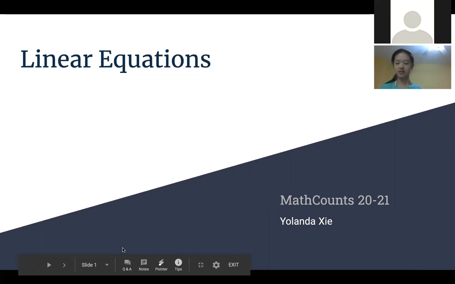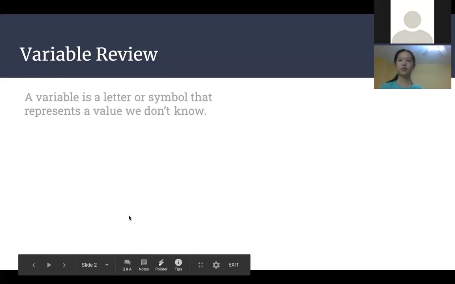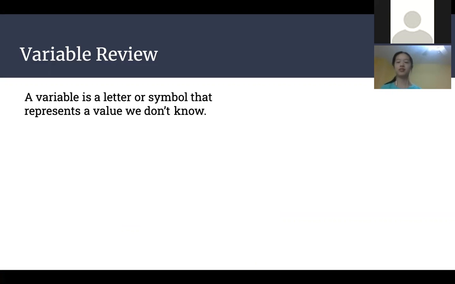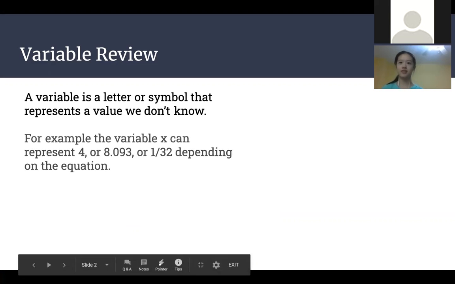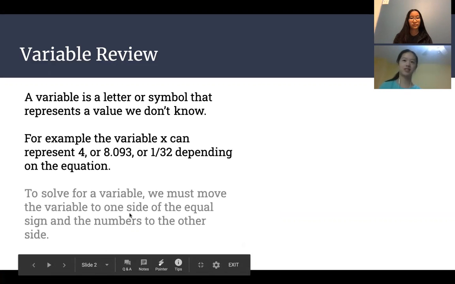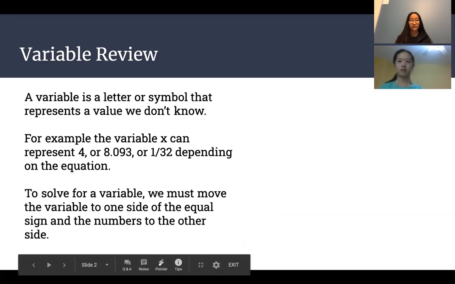Okay, so today we're going to go over linear equations. So a quick review on variables. A variable is a letter or symbol that represents a value we don't know. Variables can be any letter or any symbol, and they can represent almost anything in math. They can represent 4, 8.93, or 1/32. It depends on the equation.